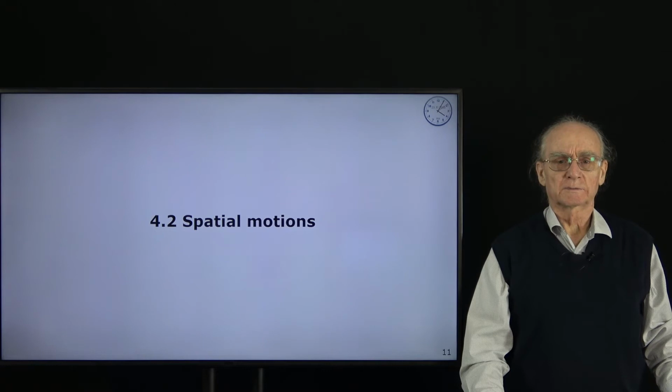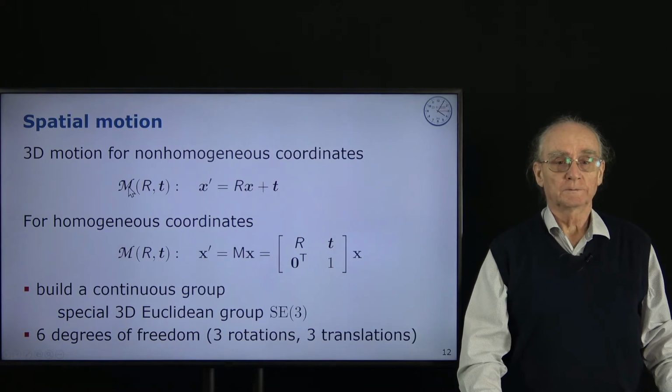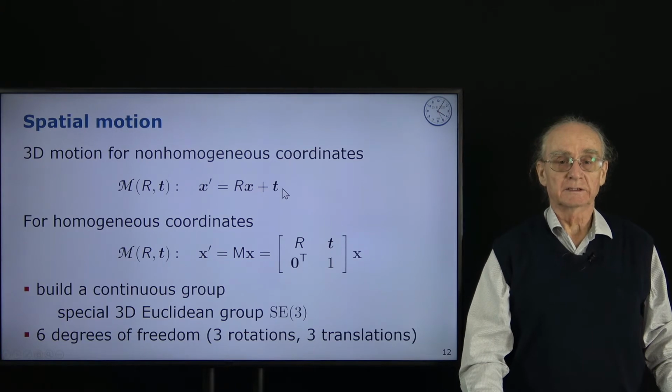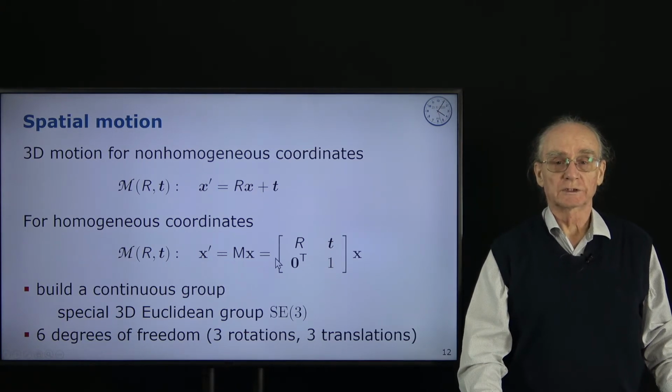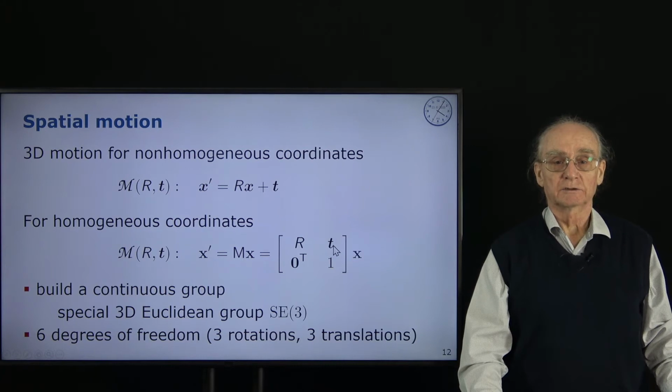Now we come to spatial motions. This is very simple. We just omit the scale factor. So a motion, depending on a 3D rotation and a 3D translation, is nothing else than rotating the vector and adding the translation. And if you write this in homogeneous coordinates, we get this expression, again a 4x4 matrix with the rotation part in the upper left and the translation part in the upper right.